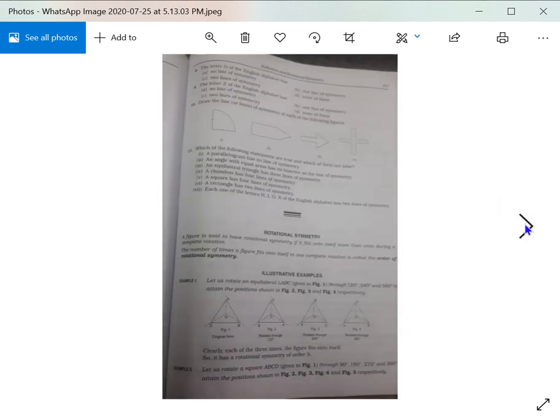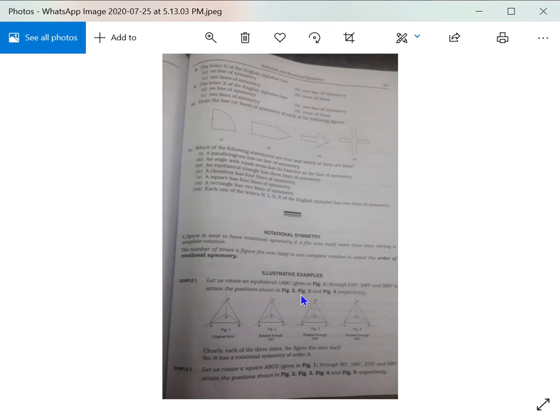Now let us come to rotational symmetry. A figure is said to have rotational symmetry if it fits onto itself more than once during a complete rotation. The number of times a figure fits onto itself in one complete rotation is called the order of rotational symmetry. Let us rotate an equilateral triangle ABC through 120 degrees, 240 degrees, 360 degrees.